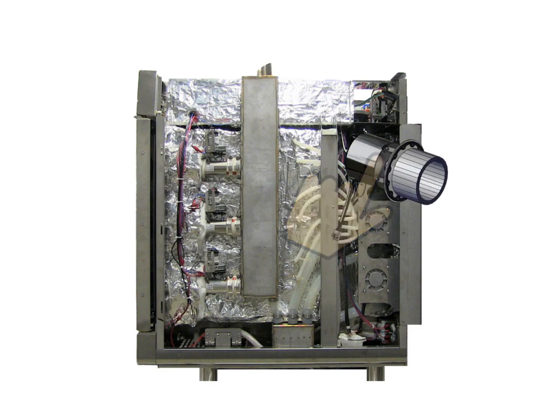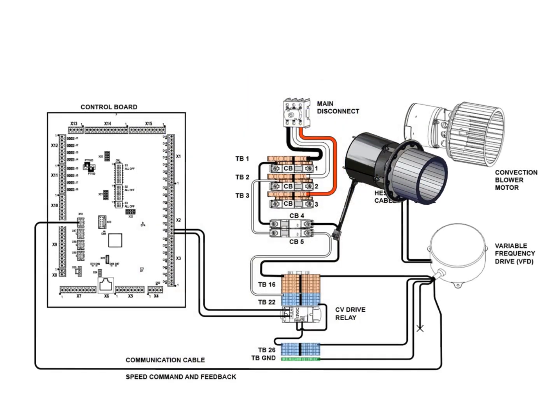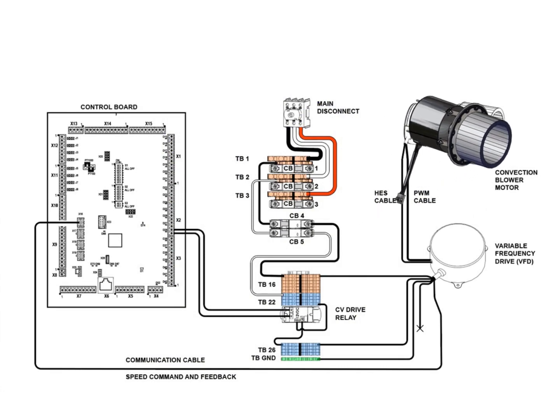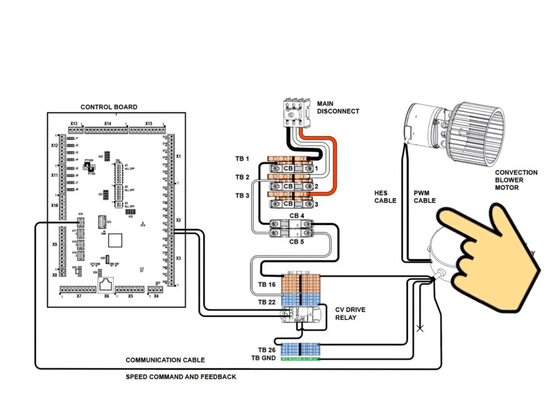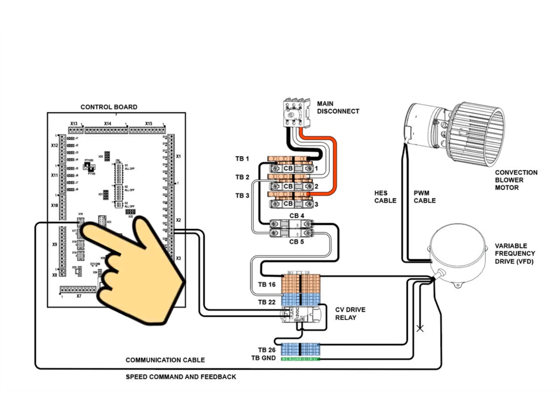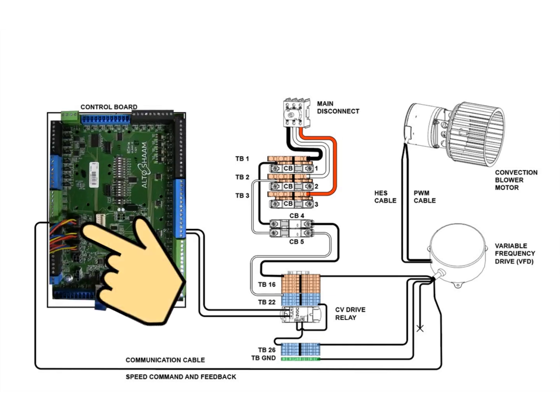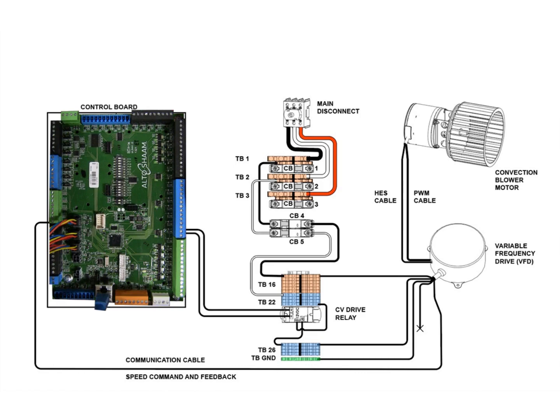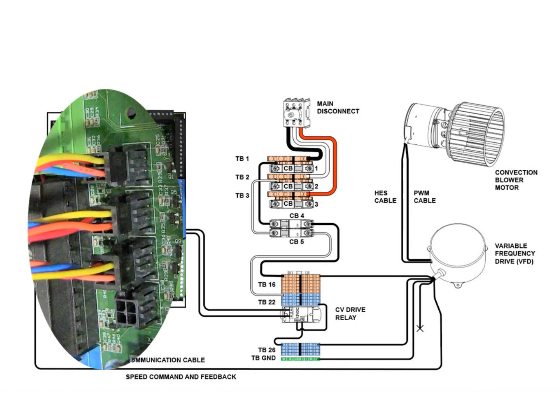The other cable from the VFD is connected to the blower motor. Within this cable are the pulse width modulation (PWM) wires that control the rotational speed of the motor, and the Hall effect sensor (HES) wires that provide motor speed information back to the VFD. If you are troubleshooting a convection blower, measure the DC voltage across the yellow and orange wires at the communication cable connector on the control board.